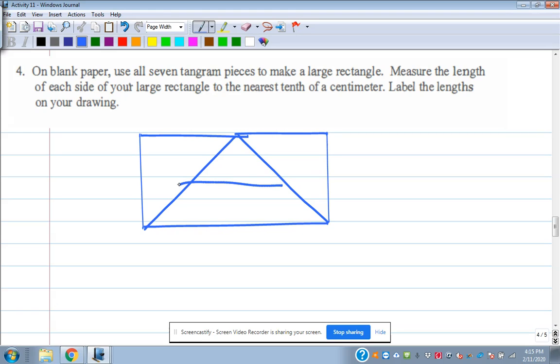And then we had the medium one, and then we had the trapezoid.